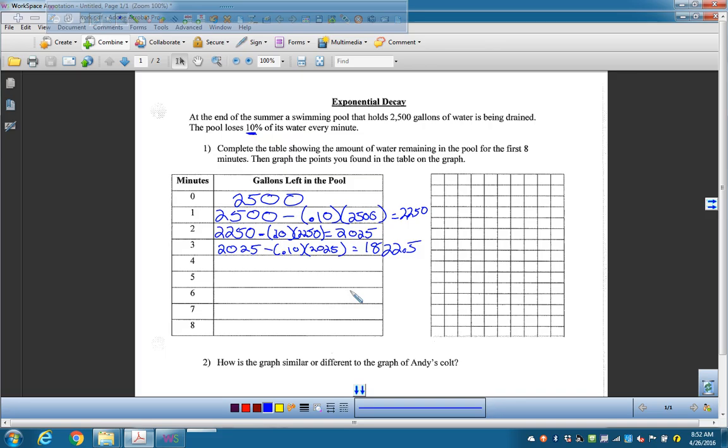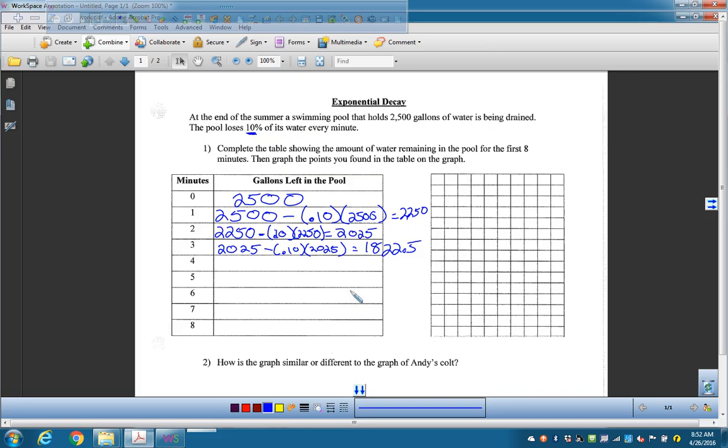So someone said you just divide each time. What were you going to say there, Daniel? Multiply it by 0.9 each time. Very good.